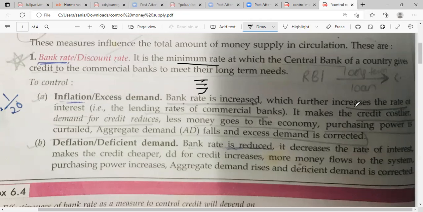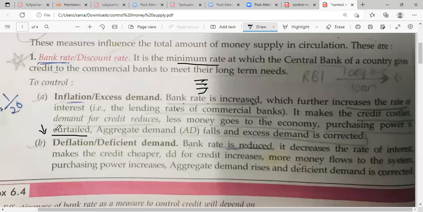Then what will happen? It makes the credit costlier. Like earlier, taking a loan was cheaper. At 10% you can take a loan, but now taking credit becomes costlier, right? So basically, the demand for credit reduces. Credit means loans. Okay, as you can see, earlier 5 people came for a loan, but now when I increase the bank rate, only 2 people came. So demand for credit reduces. So less money goes to the economy, and because of that, purchasing power is curtailed. Curtailed means decreased.